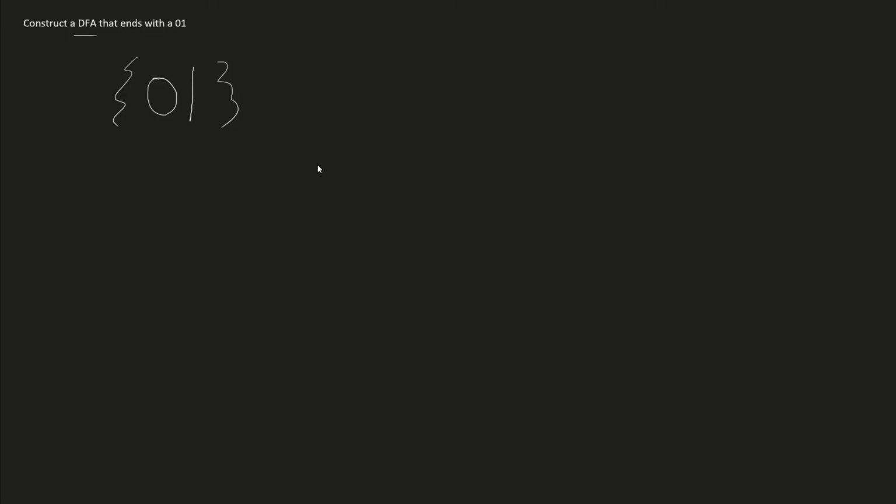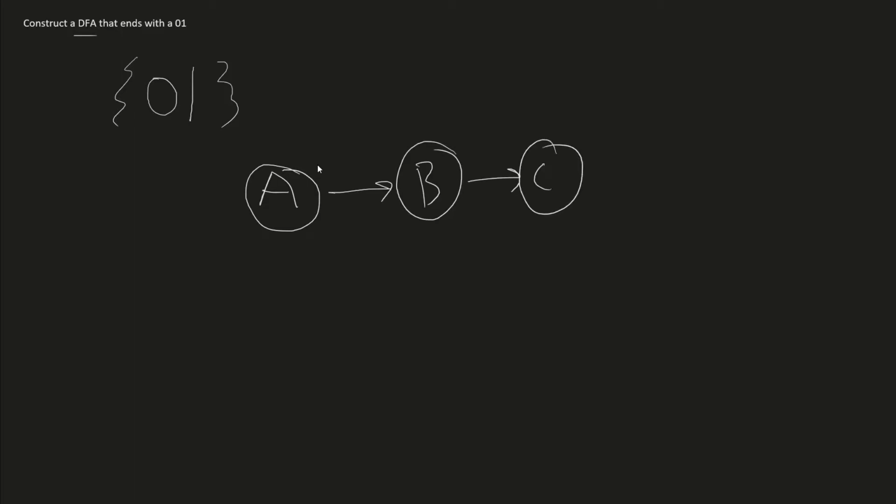So yeah, let's start. We have A, B, and C. A is the start state. And then we want C to be our final state, our accepting state. Again, 0 can go here, and 1. Let's say if it asks for strings that end with 1, 0, we would swap these.